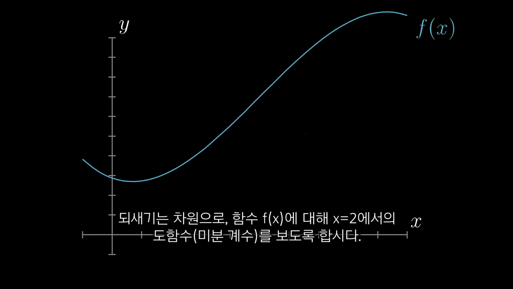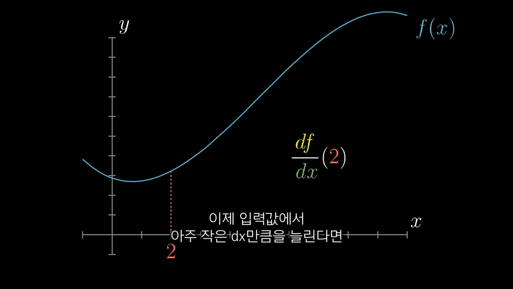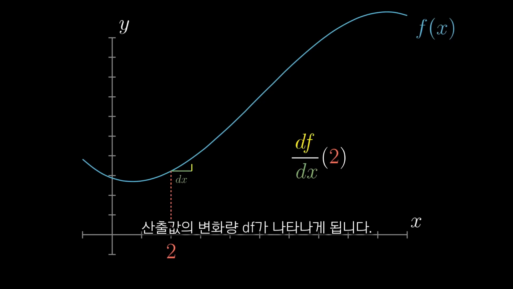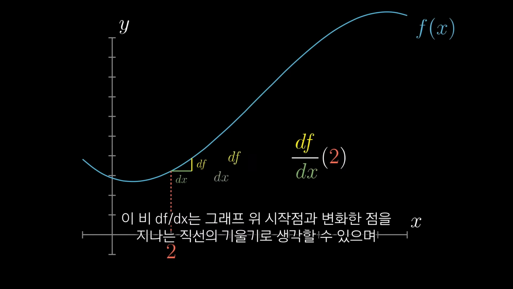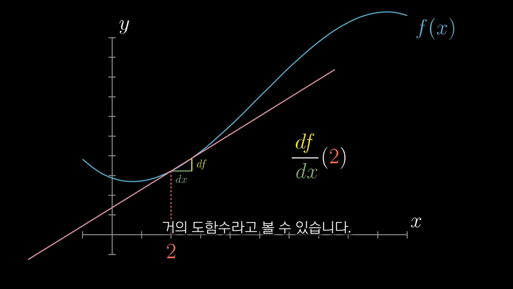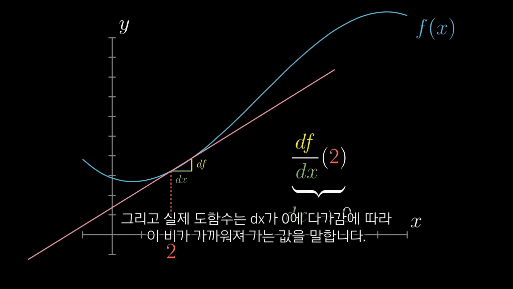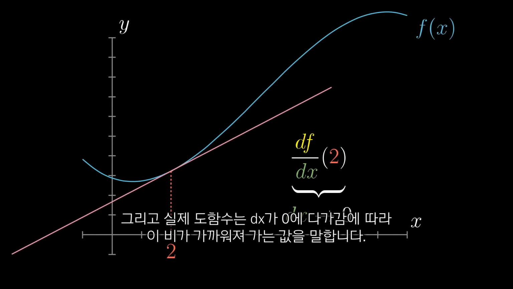As a reminder, when you have some function f of x, to think about its derivative at a particular input, maybe x equals 2, you start by imagining nudging that input some little dx away, and looking at the resulting change to the output, df. The ratio, df divided by dx, which can be nicely thought of as the rise over run slope between the starting point on the graph and the nudged point, is almost what the derivative is. The actual derivative is whatever this ratio approaches as dx approaches 0.